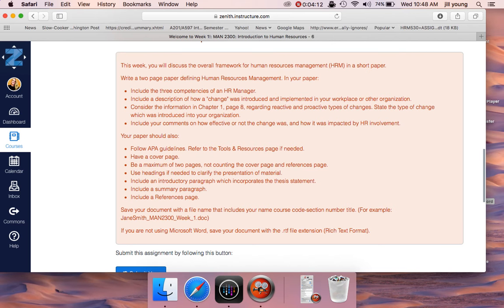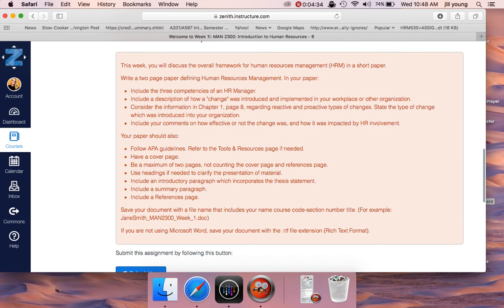Include your comments on how effective or not the change was and how it was impacted by HR involvement. I really want to see you tell me how HR was involved in this change. Maybe they were, usually behind the scenes they're involved, but how did you see their involvement? What did they do? What are some of the actions that they took?